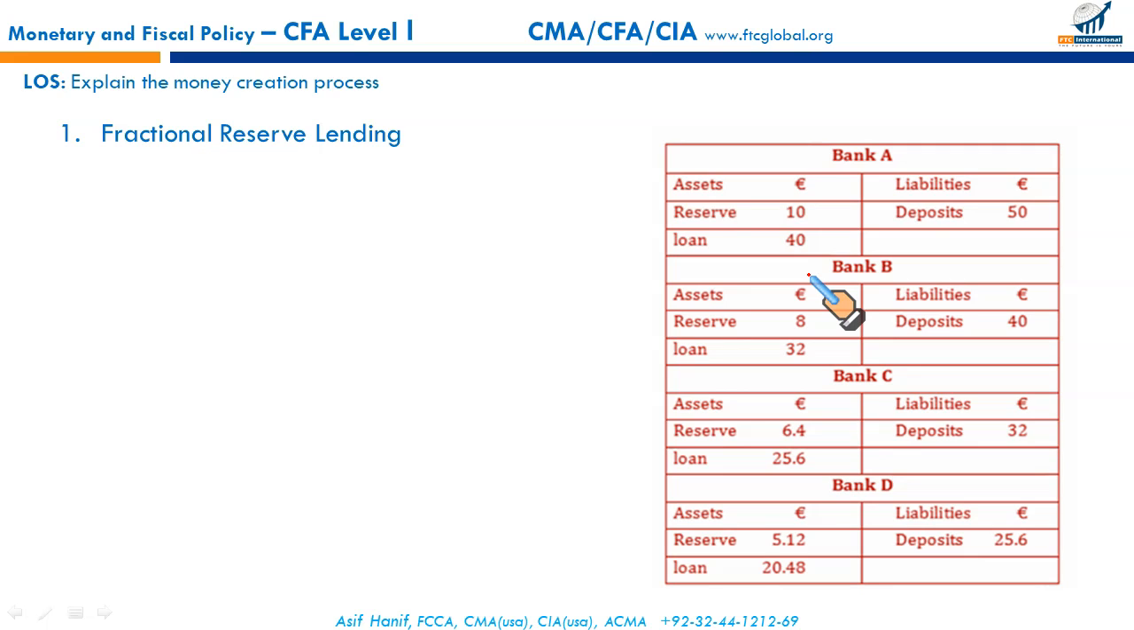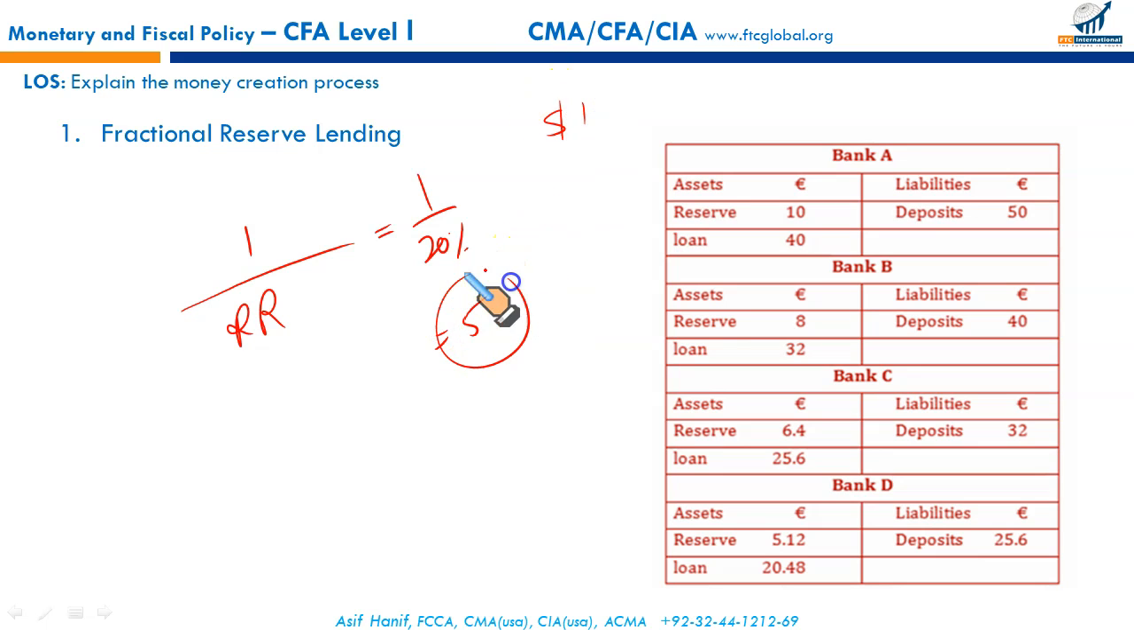So banks keep on lending out 80% of the reserves they receive, which creates new money each time. The total amount of money that can be created can be calculated using this arrangement: 1 over the reserve requirement, that is 1 over, in our example, 20%, which means 5. So a $1 deposit can generate money up to $5.